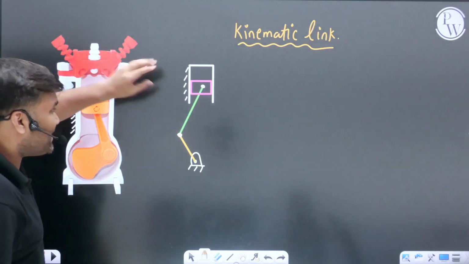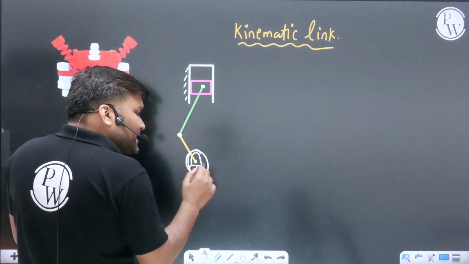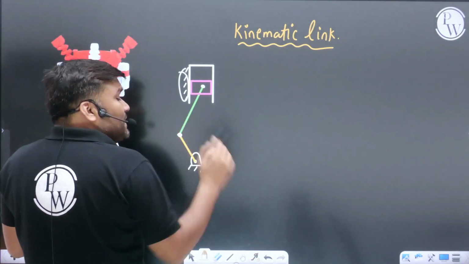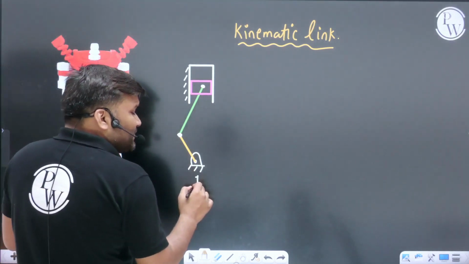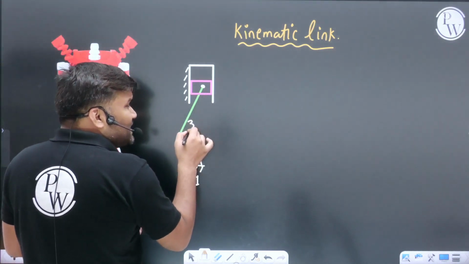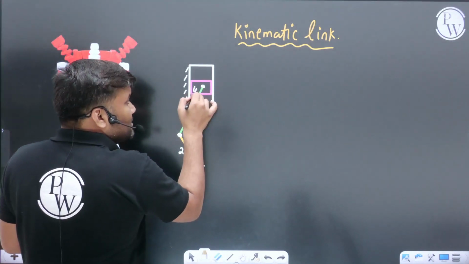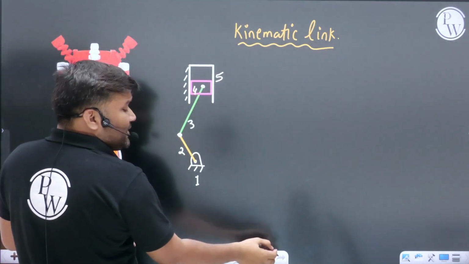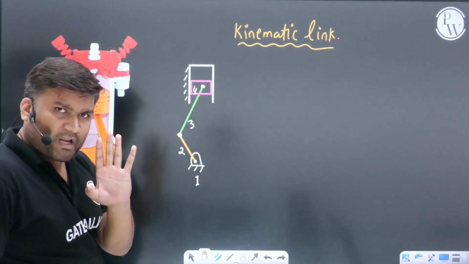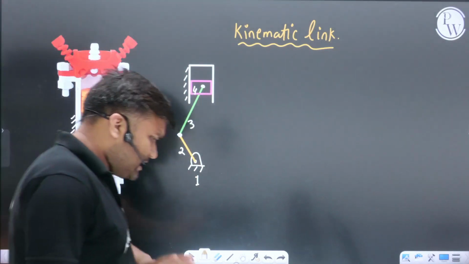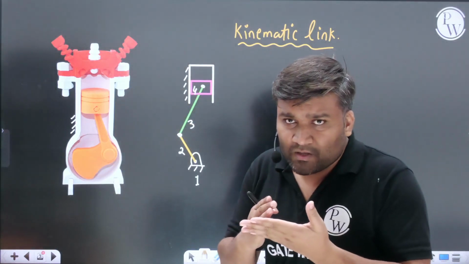But in my line diagram, I have shown some part of the fixed link here, some part of the fixed link here. But don't make this mistake that many people make, counting it as separate links: this is link number 1, this is link number 2, this is link number 3, and this is my link number 4. And sir, can I call this link number 5? No, this is not link number 5. This is link 1, this is also link number 1. Getting my point?